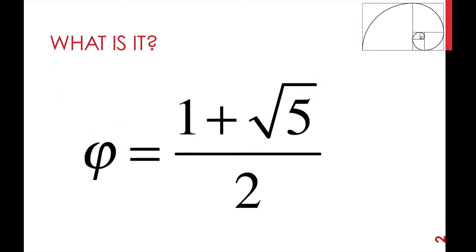So the Golden Ratio is designated by the Greek letter phi, and it's a very simple formula. It's just 1 plus root 5 divided by 2. So there we go, end of screencast. Hooray, you can get the rest of your night back.